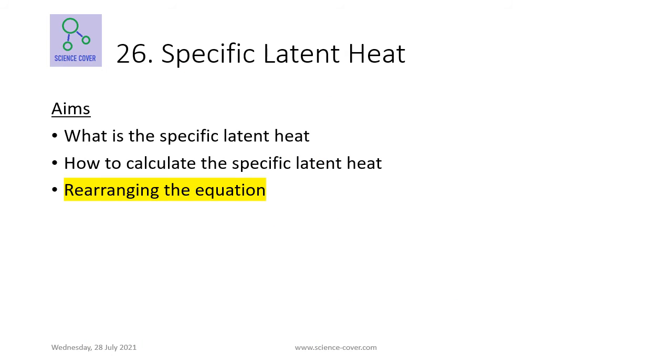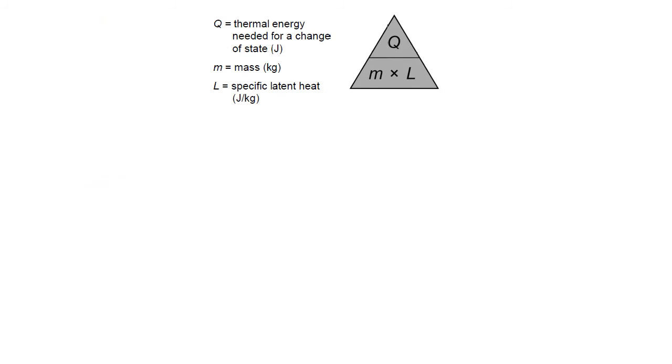Now let's look at how we can rearrange the equation. So we can place the specific latent heat, energy and mass into an equation triangle. We'll use Q for the energy, M for the mass, and L to represent the specific latent heat. If I want to know the amount of energy needed, I can cover up Q, and it tells me that it's M multiplied by L. So this is the mass times by the latent heat.